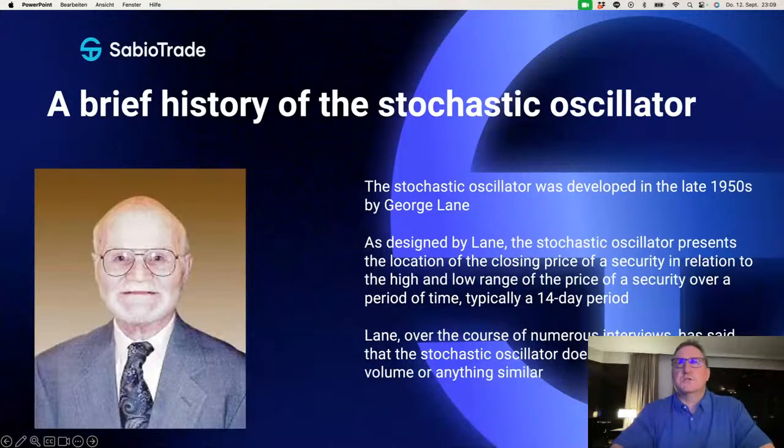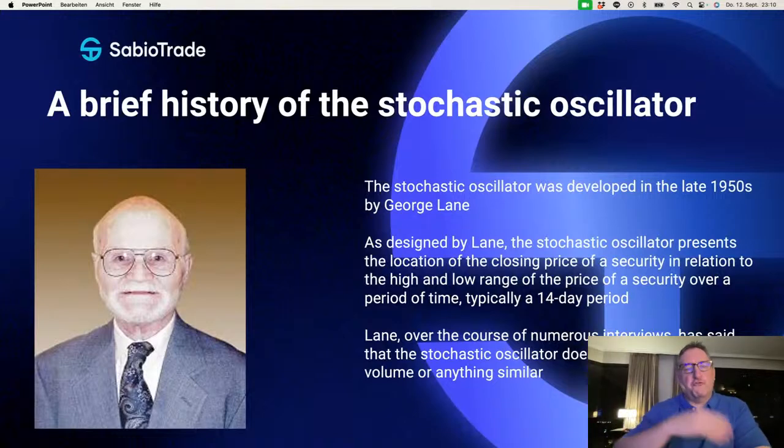Cannot. So Lane, over the course of numerous interviews, has said that a stochastic oscillator does not follow price or volume or anything similar. So then we have to figure out what the stochastic indicator tells us when it's not following the price. We have following indicators and we have lagging indicators, and this is none of those. So let's see.